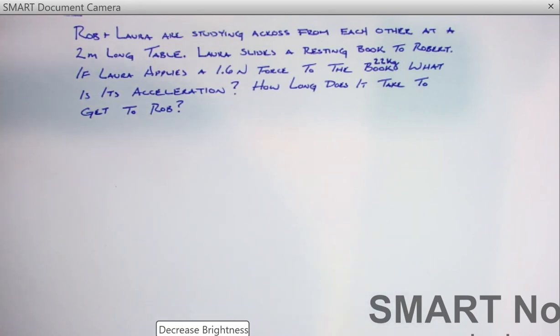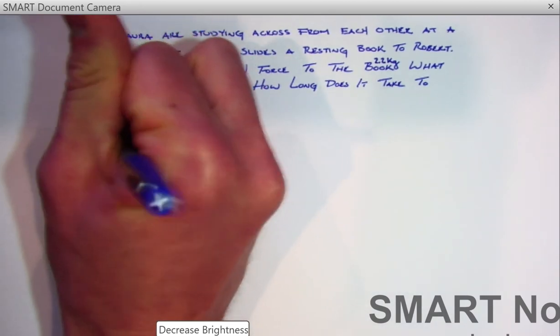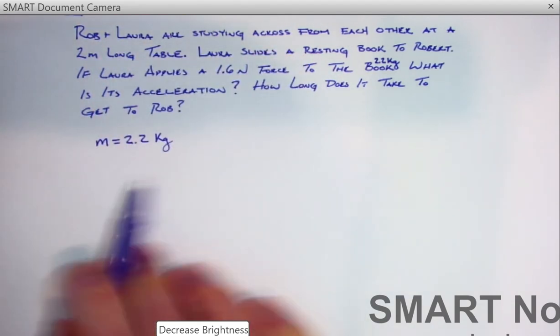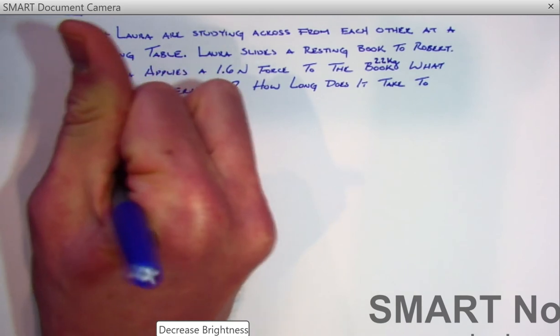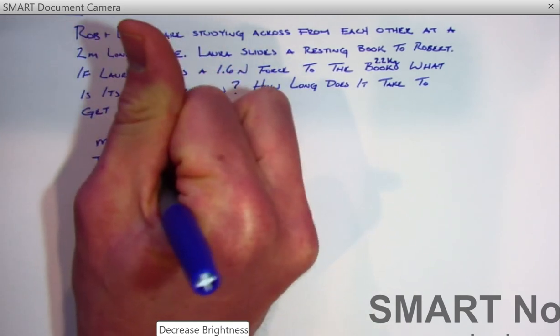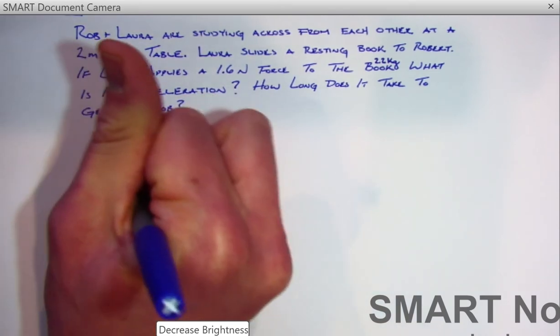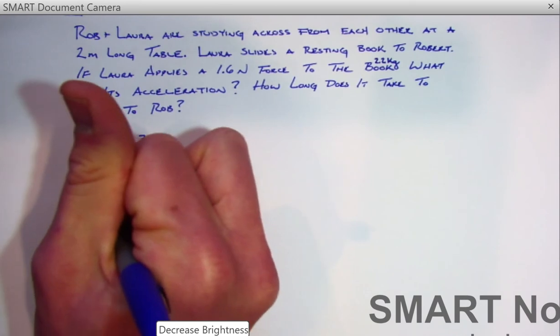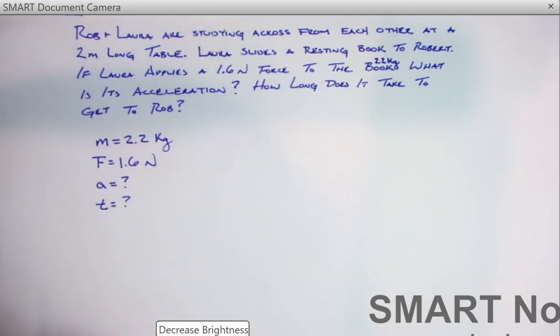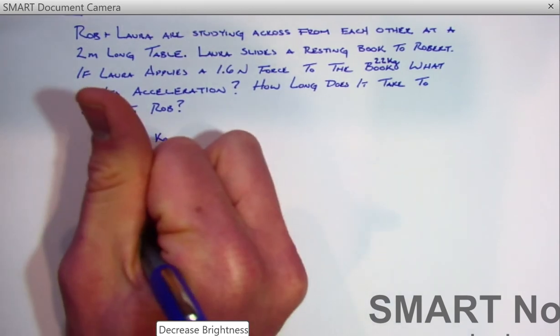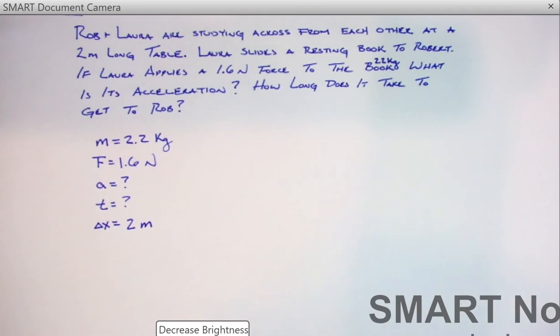So as always, we write down what we know. We know the book has a mass of 2.2 kilograms. We know that Laura applies a force of 1.6 newtons. We are looking for its acceleration and how long it takes to get there. And it looks like they tell us the displacement of the book when it gets to the other end of the table will be 2 meters. It doesn't say anything about friction, so it looks like we can ignore that for this problem, so that's nice.